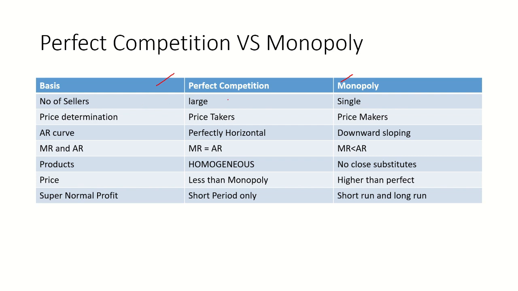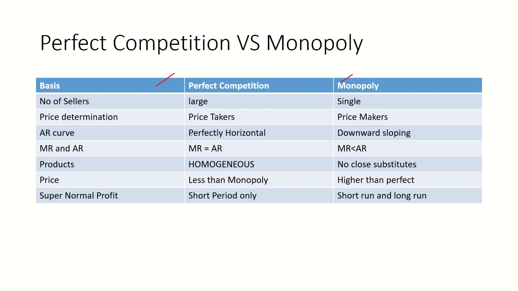We know that in the perfect competition there are large number of buyers and sellers, but in the monopoly there is only a single seller. And price determination: in the perfect competition the firms have no freedom to determine the price, they are only the price takers, but in the monopoly they are the price makers.